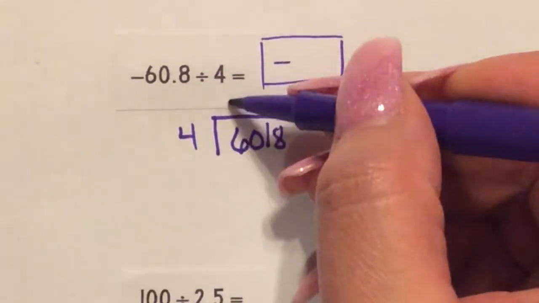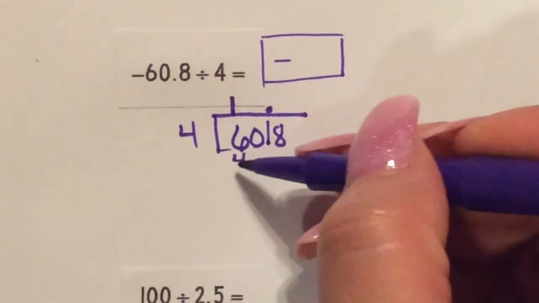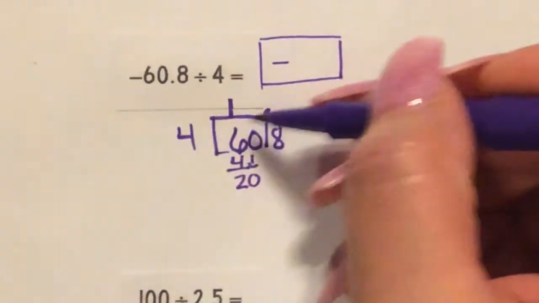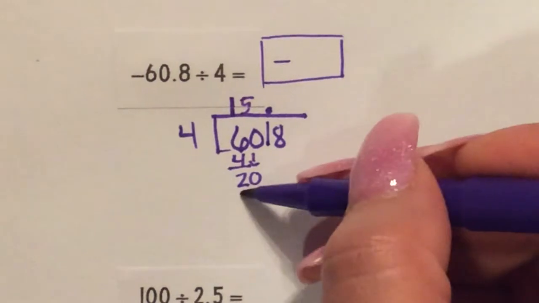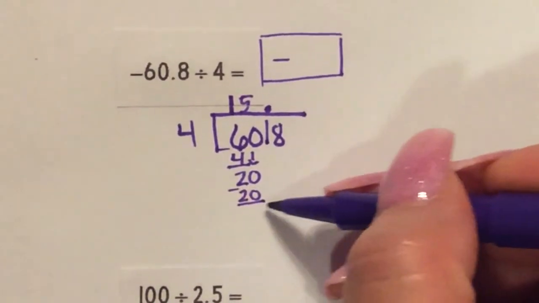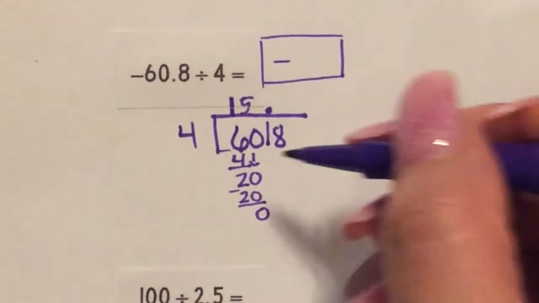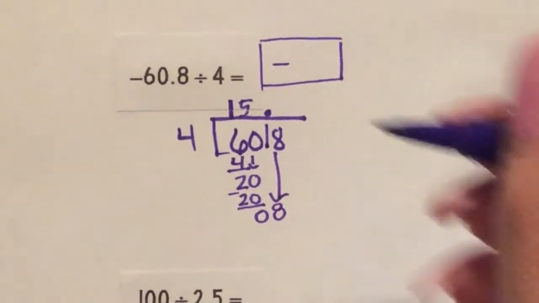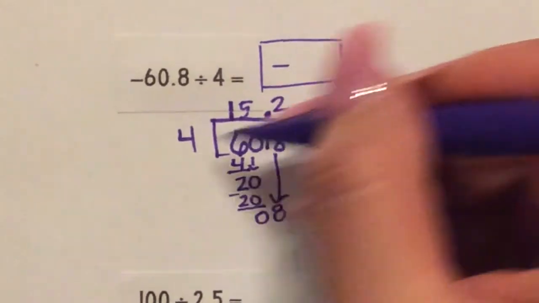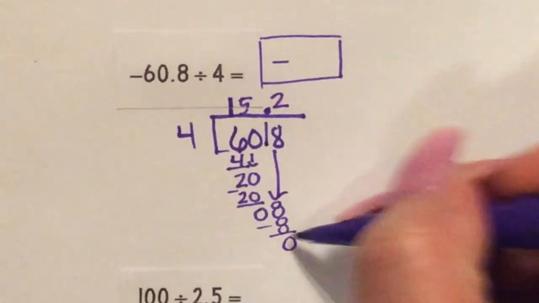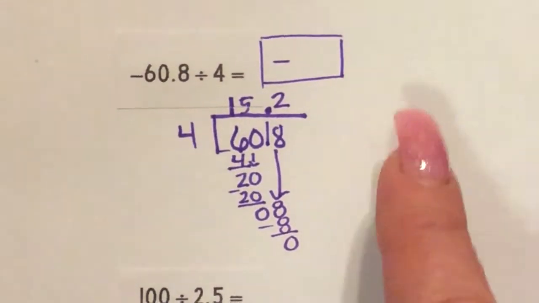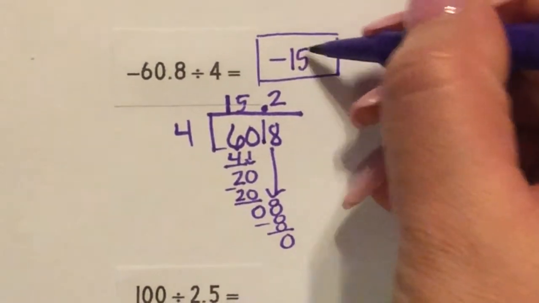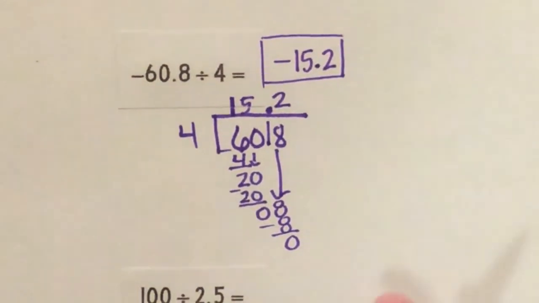We go 4 times 1 is 4, remainder 2. We drop the 0, and then we go 4 times 5 is 20, remainder 0. Then we drop the 8, and then we go 4 times what equals 8 is 2. 2 times 4 is 8, remainder 0. So we know that our answer here is 15.2. So in reality, it's negative 15.2.